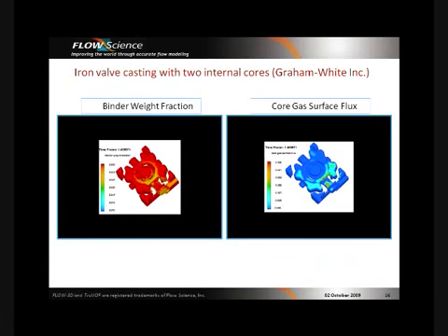Shown here are the results with the binder weight fraction on the cores and the core gas flux. I'll play these animations shortly. Notice on your left is an animation, and the results shown on the screen is a final snapshot of the binder weight fraction. As the binders decompose into gases and escape, the binder weight fraction reduces. Let's take a look at the animation. We're marching through time here, shown by the time frame, and you'll notice how the binders decompose into gases and escape.